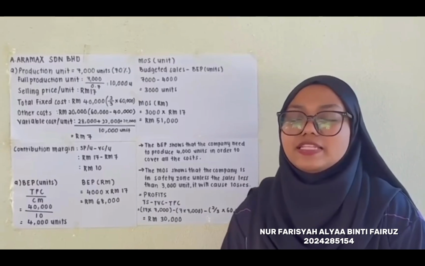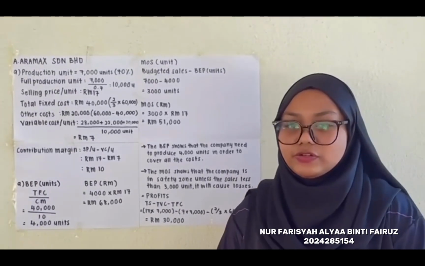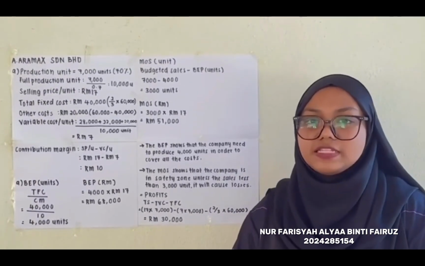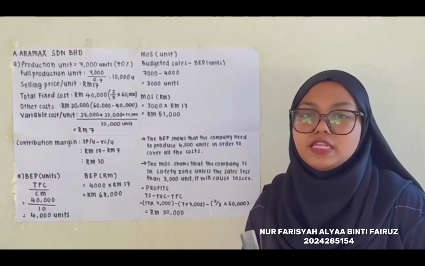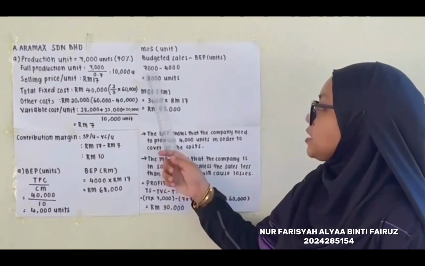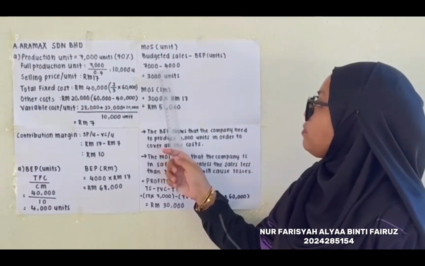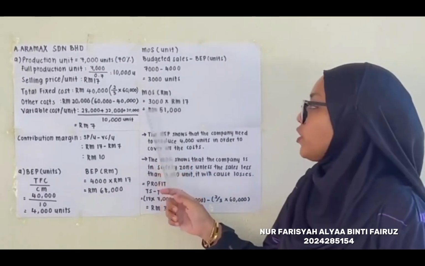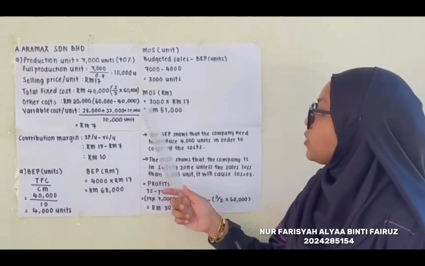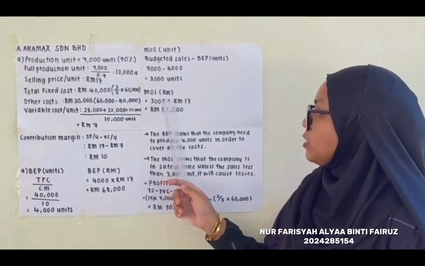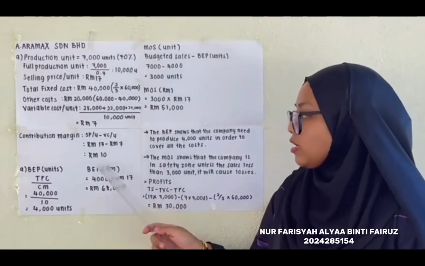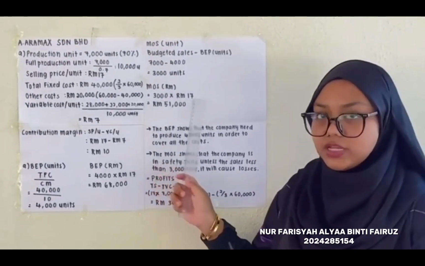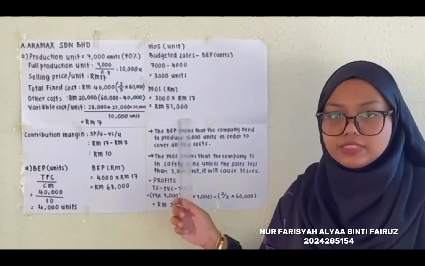Next, we're going to calculate the margin of safety in unit and in value. So, for the margin of safety in unit, budgeted sales minus the BEP in unit. So, budgeted sales 7,000 minus BEP unit 4,000. So, the answer is 3,000 units. For the margin of safety in value, 3,000 units times 70 ringgit selling price per unit. We got the answer 51,000.